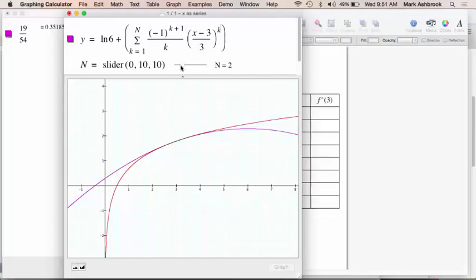notice it's centered at 3. So it's really good near 3, and then it's worse as we move away. As I increase capital N, I'm taking more and more terms of the series that we found. And with more and more terms, we do better and better at approximating the original function, the red one, centered at 3, and it gets better farther away from 3. So here's ln of 6 plus 10 terms of the Taylor series, doing a really good job from about 1 to 6, approximating that curve.